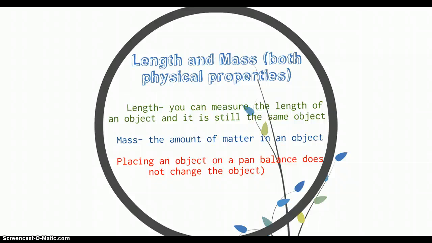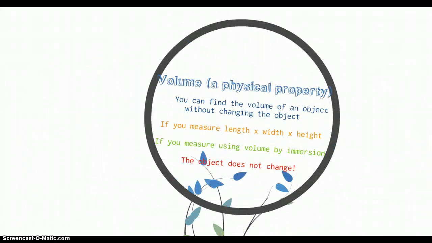So if we set that on a scale in the classroom, all the items that you guys did in our different labs, you put those items on a pan balance and found the mass, that didn't change. It was still the same after you put it on the pan balance, or took it off the pan balance. So that doesn't really change what it is, okay? So you can find the length and mass of an object without changing it. So those are both physical properties.